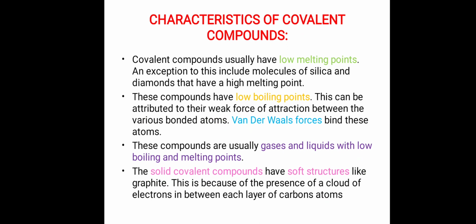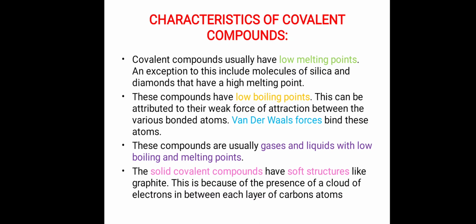Some characteristics of covalent compounds. Covalent compounds usually have low melting points. An exception to this is molecules of silica and diamond, which have high melting points. So usually all covalent compounds have low melting points. These two, diamond and silica, are exceptional cases exhibiting high melting points.